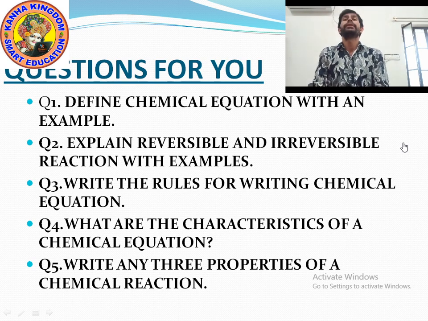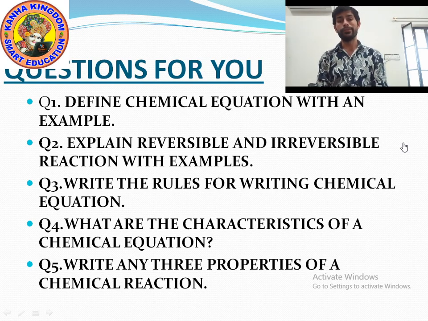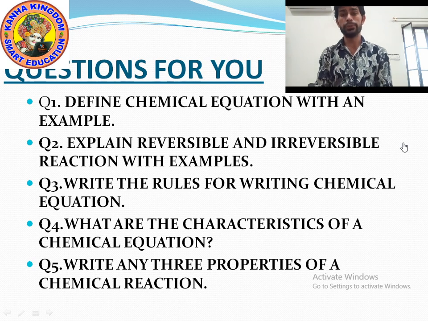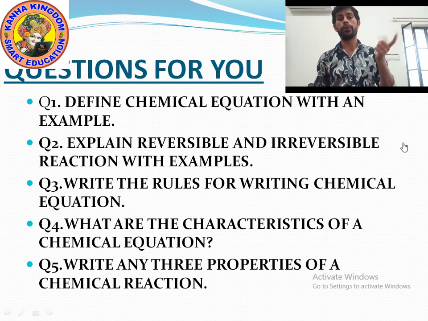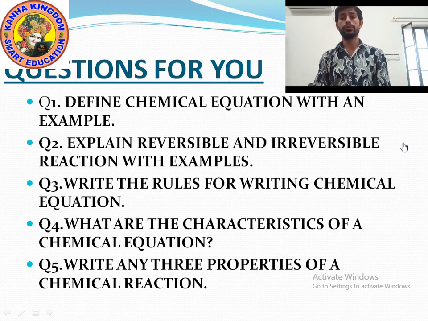Question number 2, explain reversible and irreversible reaction with example. We know that a reversible reaction is one in which two reactants react with each other and give out product. The product can be reverted back, meaning we can again get the reactants. Irreversible reactions are those reactions in which reactants form product, but it is not possible to revert it back.